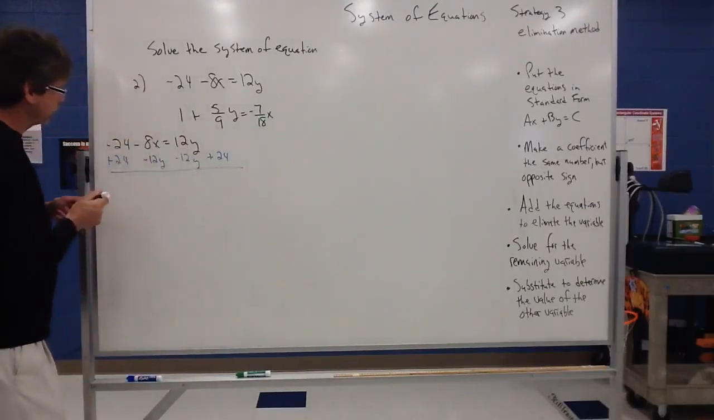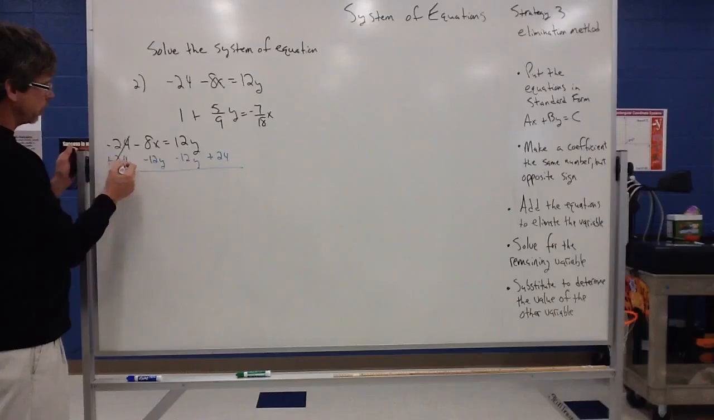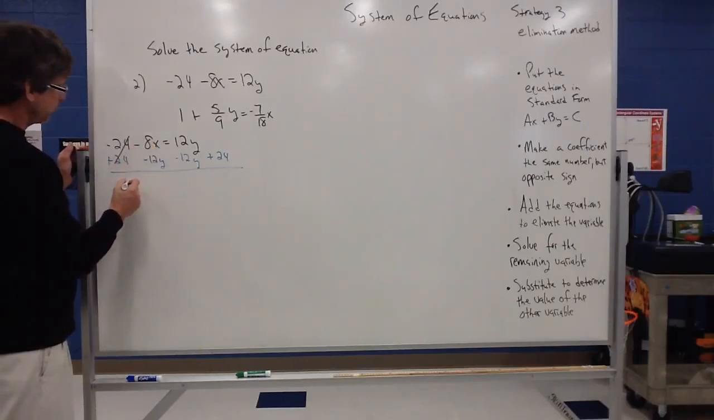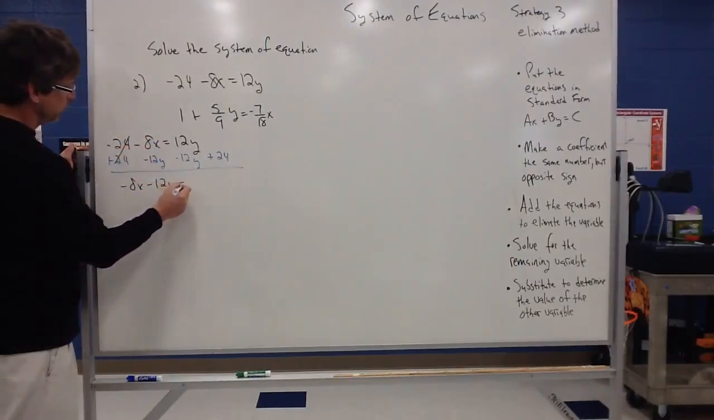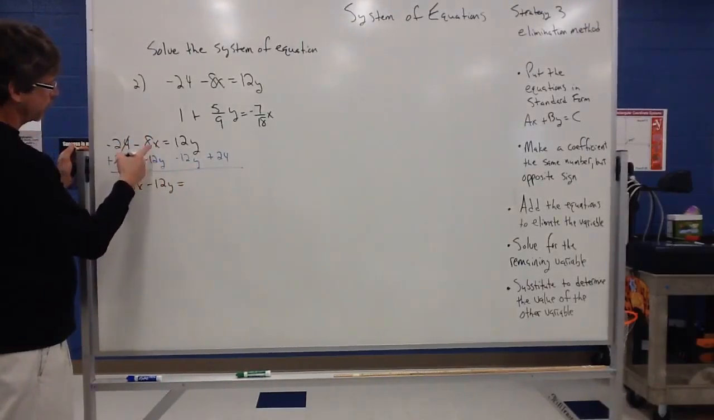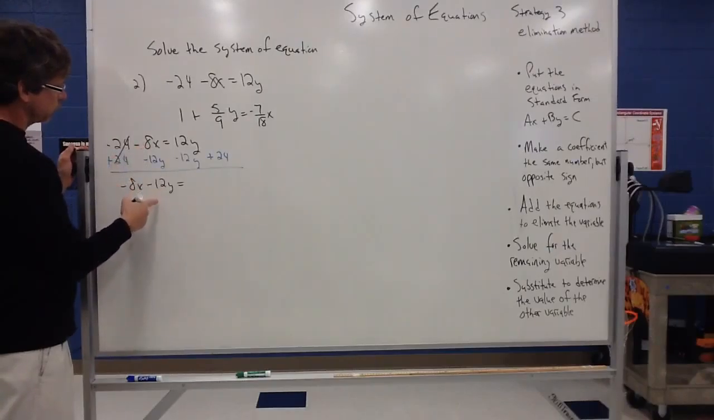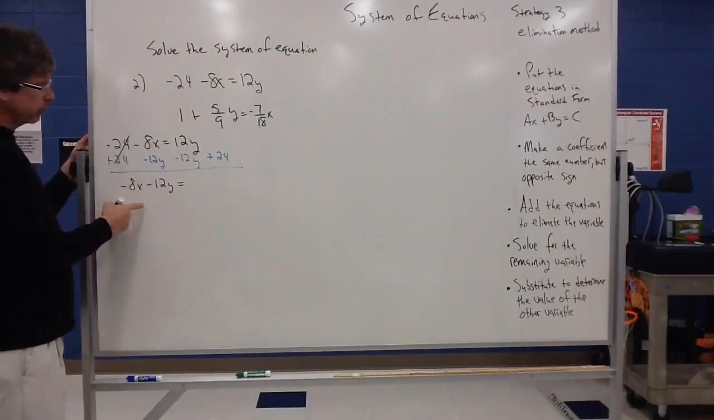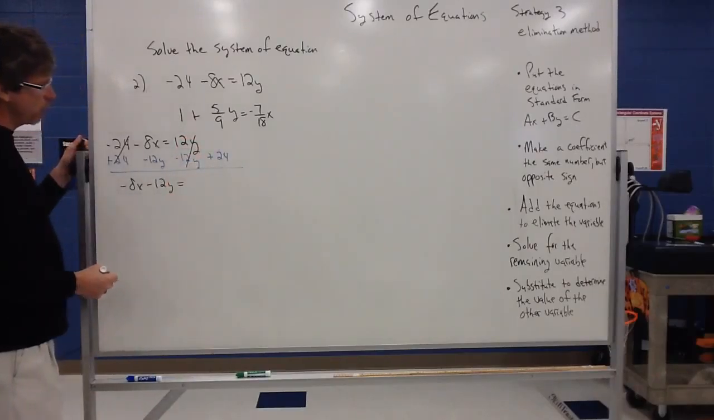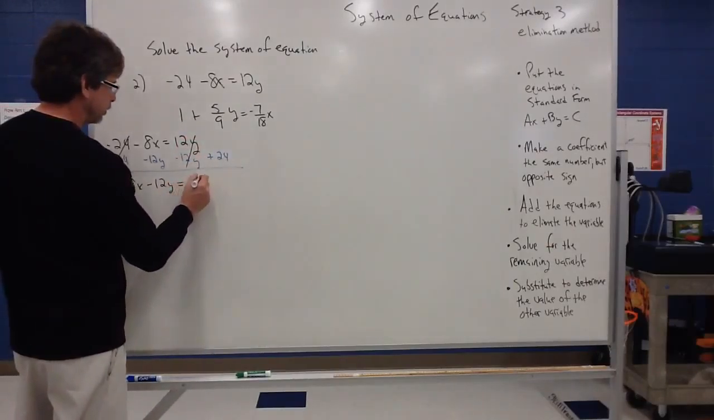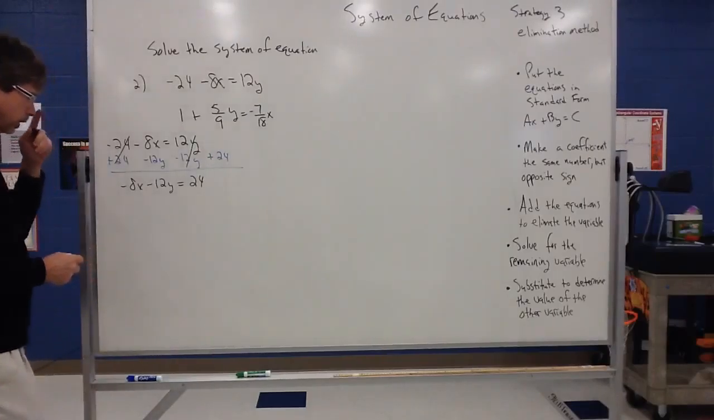So what we pick up on is this negative 24 and 24 will zero out. These will come together as a negative 8x and a negative 12y. Those really don't come together, so I just put those down. A negative 12y and a negative 8x, so a negative 8x and a negative 12y. We usually like to put the x first. On the other side, the 12y and the negative 12y will zero out, and I have this 24 here.